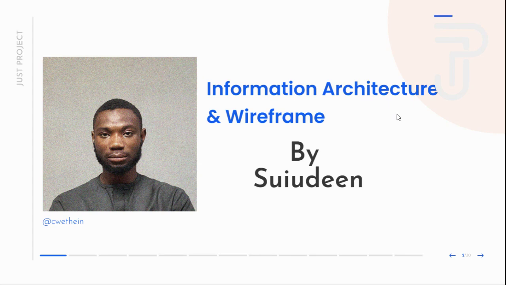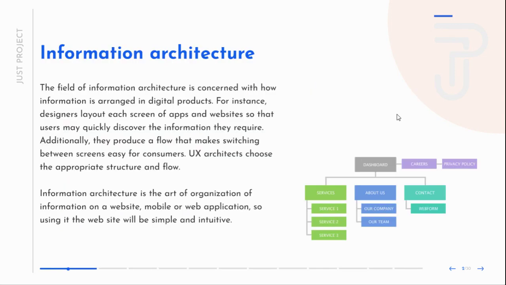My name is Abdullah Sweden. I'll be taking you guys on this course, which is information architecture and wireframe. In case I'm too fast and you don't understand anything, you can type in the comment section, or you can unmute yourself and speak up. First of all, we're going to talk about information architecture. What is information architecture? It is concerned with how information is arranged in a digital product. It's the structuring and organization of information, like how a website is arranged.